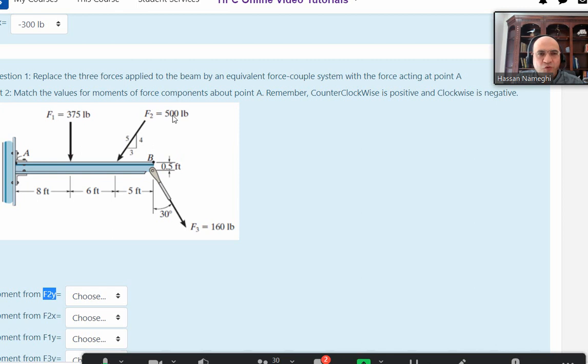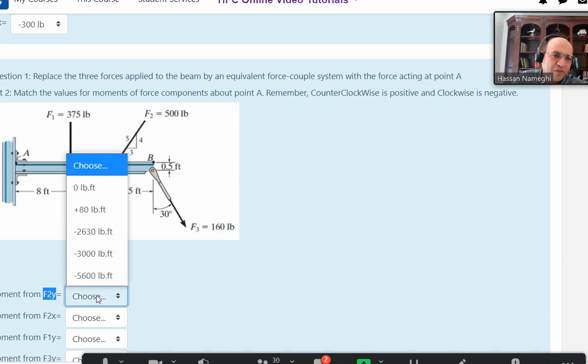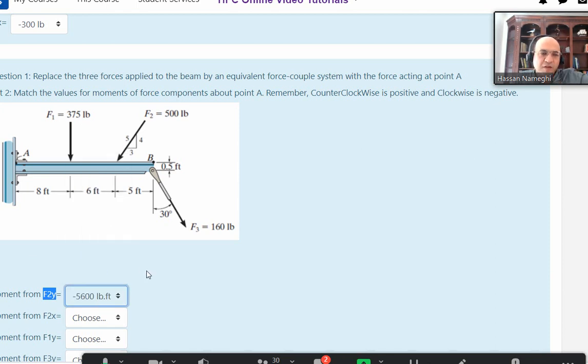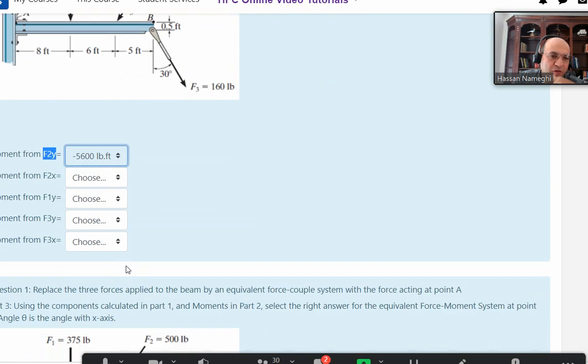Now, the component F2Y itself was 400, right? So 400 going down times 14, so it will be 400 times 14. The answer is 5600, and that 5600 is negative because it's going to go clockwise. Going to F2x, F2x is going through the point, right? The moment for that will be zero. But for F3x, we're going to have a moment. And F3y, we're going to have a moment. So you would be able to do all these parts.